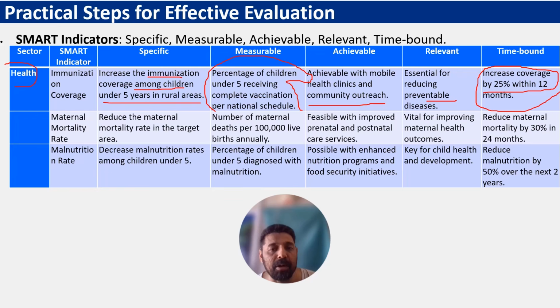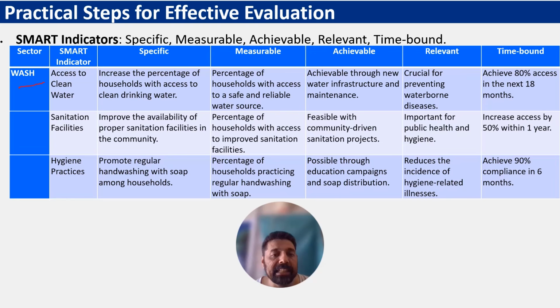So this is time bound. So these are some of the examples which you can discuss in detail. These are the types of indicator which we call SMART indicators. Here you can see another example from the WASH sector. The indicator: access to clean water.